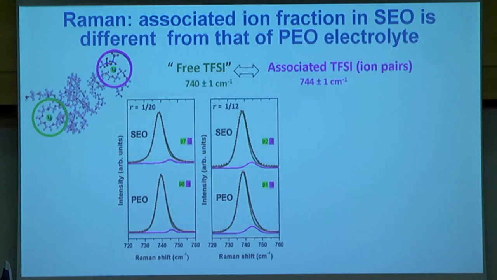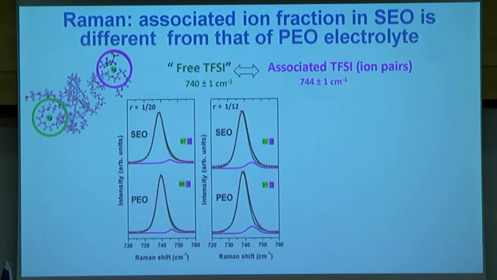One is that the TFSI is not doing any association with the lithium, it's free. Free TFSI doesn't do anything, just in solution, in the polymer, sorry. And the other one is associated species, where the TFSI starts to coordinate with the lithium. Usually at higher salt concentration, you get more association. But we wanted to see what is the difference between homopolymer and a block of polymer.